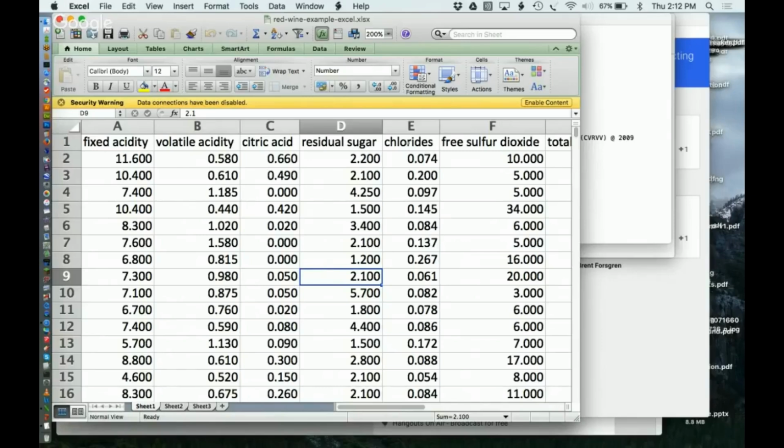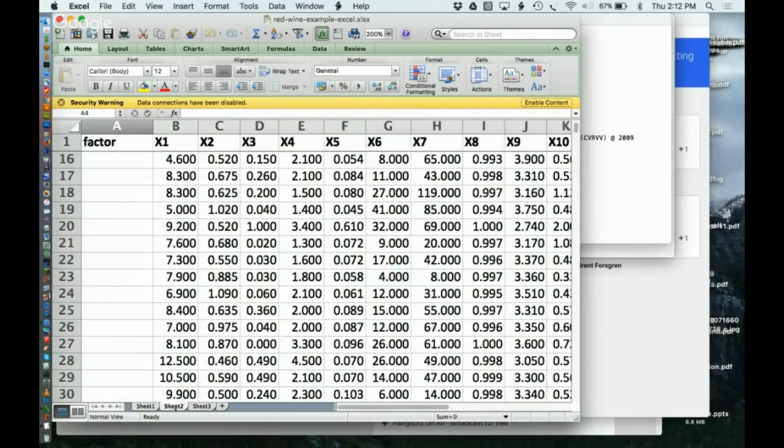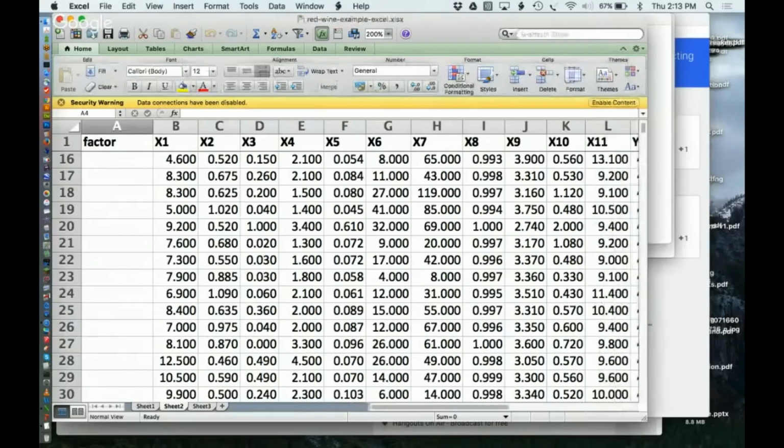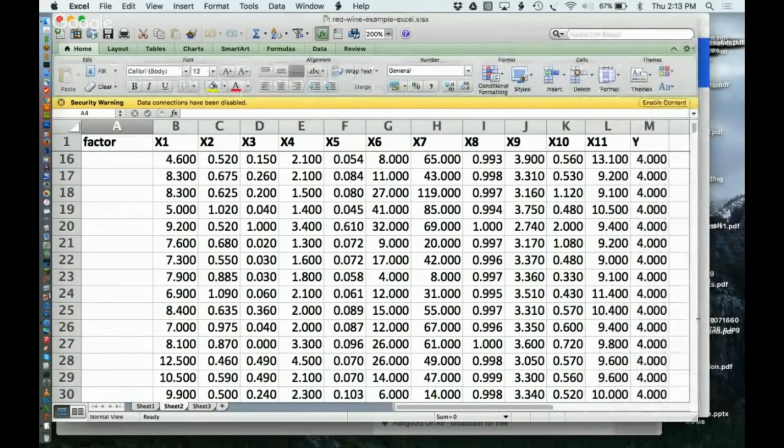Okay, so let's look at this data a little bit more now. In fact, I have another view of it over here. Each row here represents the value of each of these 11 factors, and then the Y, the judgment of the person, so each row represents one test.